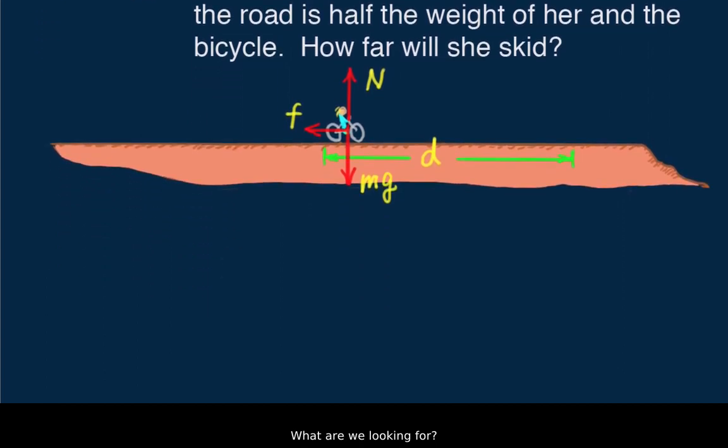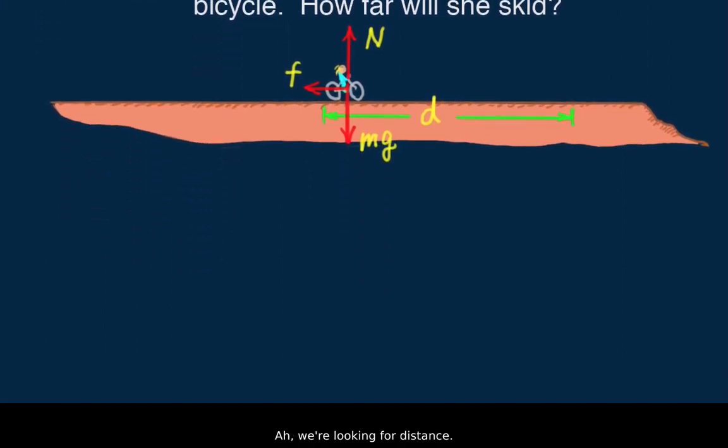What are we looking for? We're looking for distance. So we write d equals. That's a beginning, often the hard part. All we're given are her speed and the amount of friction that will stop her. Is that enough information? What relationship do we know that involves speed and distance? The work-energy theorem. Work equals the change in kinetic energy.